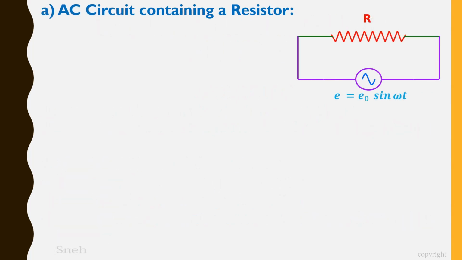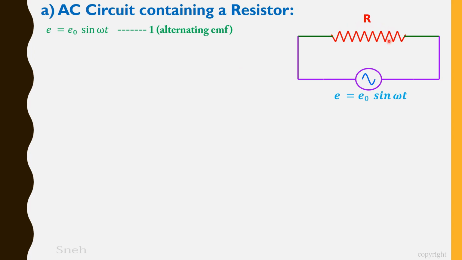So let us start with the first type, that is the AC circuit containing a resistor. From the name itself, we can understand that there is a resistor which is connected with an alternating source. This alternating source is having E is equal to E0 sin omega t, that is the alternating EMF which we are going to apply to the resistor.